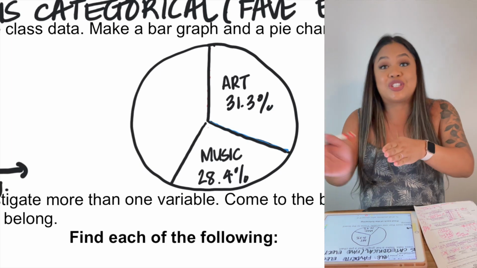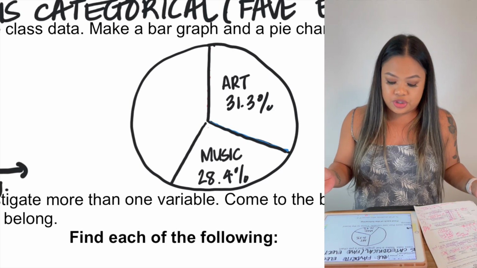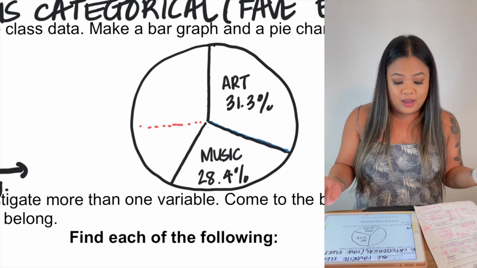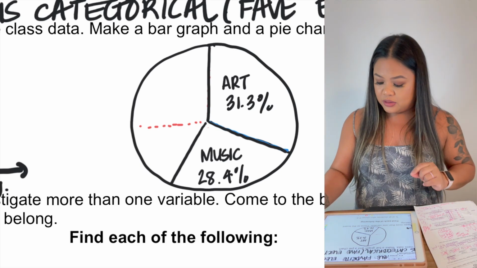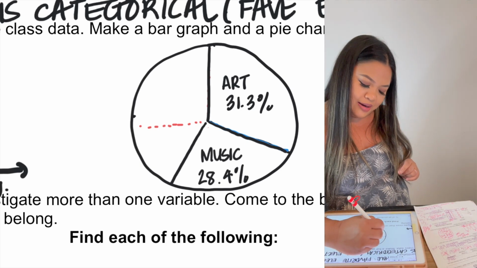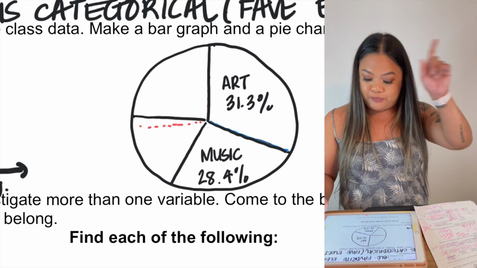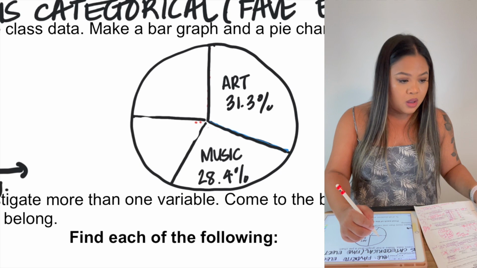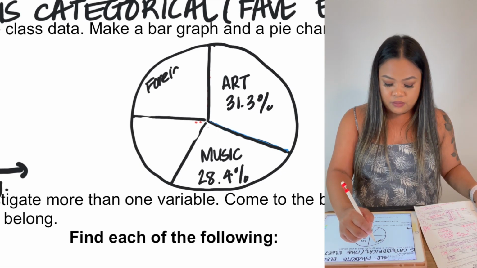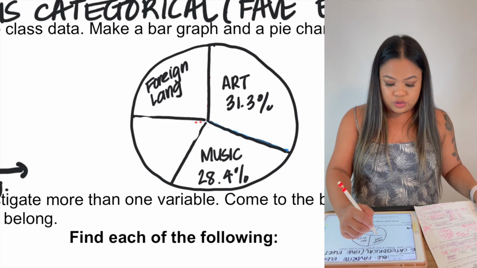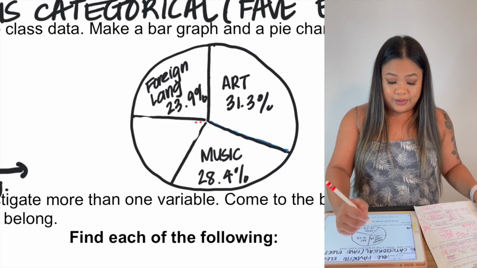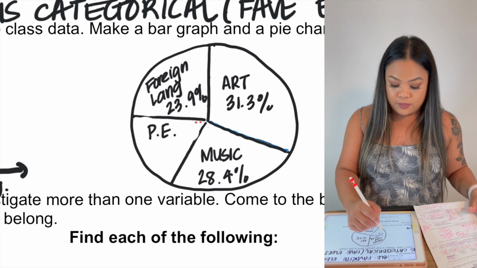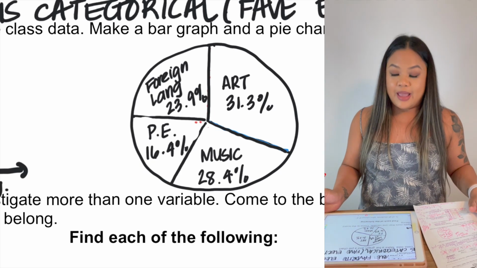Because I only have two left, I like to just go backwards. And for foreign language, it's only 23.9%, so that's not exactly going to be 25%. So it's going to be a little bit before that, 23.9. So I'm going to make my line just a little bit before the 25% on the other side. And that will be my line for foreign language at 23.9%. Now this last piece is just going to be the part that's missing, which is PE at 16.4%. And that's your pie chart.